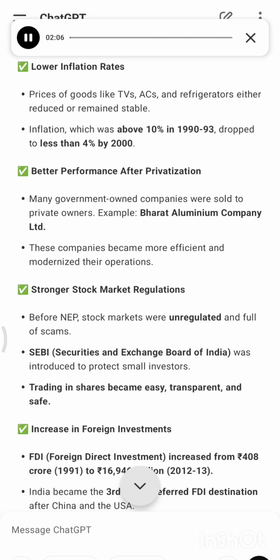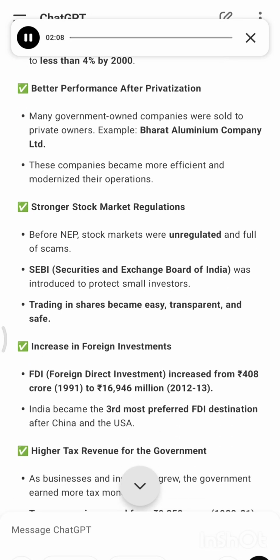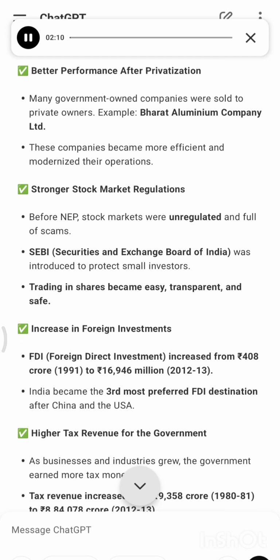Stronger stock market regulations. Before NEP, stock markets were unregulated and full of scams. SEBI, the Securities and Exchange Board of India, was introduced to protect small investors. Trading in shares became easy, transparent, and safe.